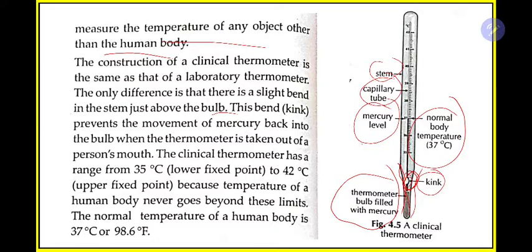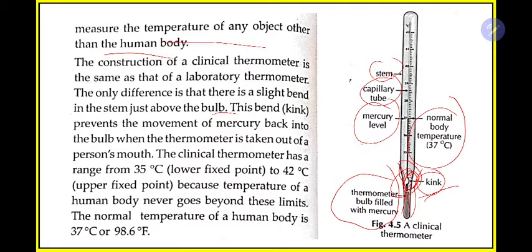So with the change of temperature, what happens? In a normal laboratory thermometer, the mercury travels very fast from high to low temperature. But in this case, this bend is preventing the fast movement. If you take it out from your mouth, inside your mouth the temperature is different, outside the mouth the temperature is different. So the fast movement of mercury from high to low temperature, or low to high temperature, is prevented by this bend over here, which is known as a kink.